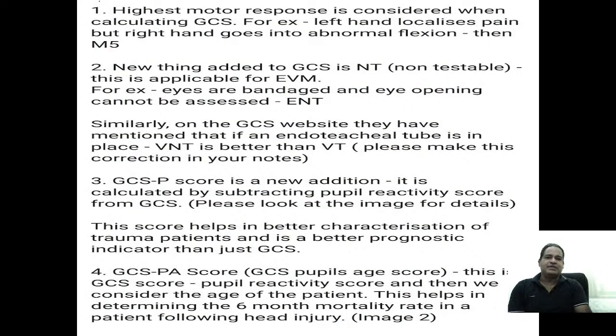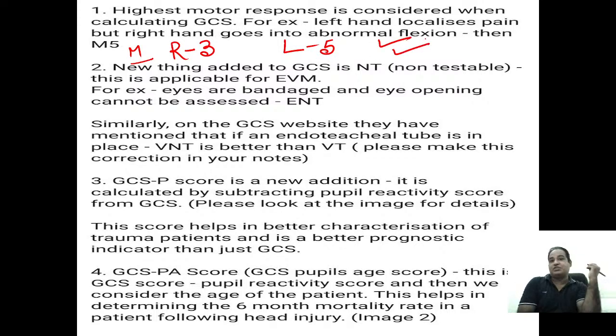Now, if the right and left motor scores are different, for example, on the right the motor score is 3 and on the left the motor score is 5, we must always choose 5. The better rate must be chosen.